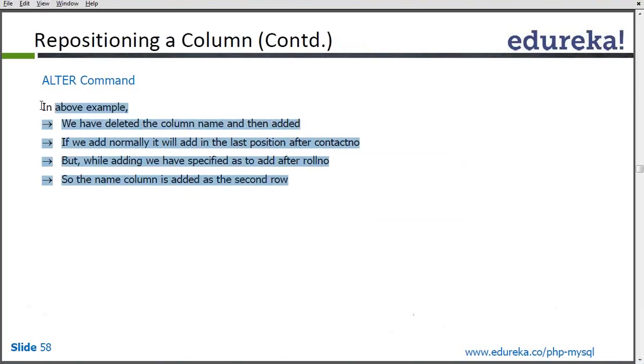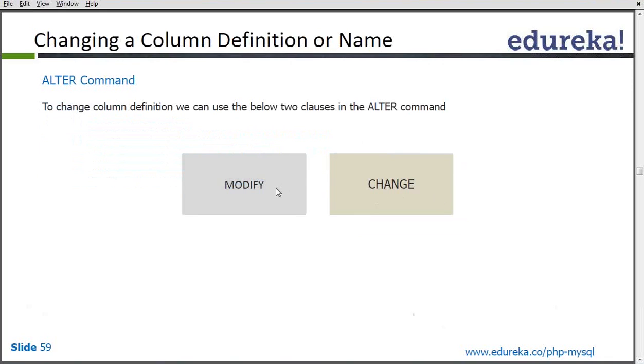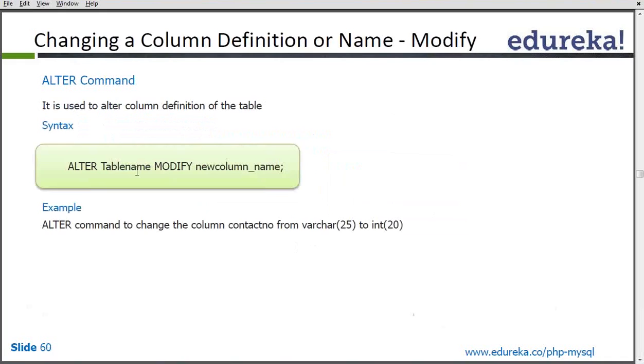Now we can have either modification or change. Modification simply means we can modify the size of a column. Change simply means we can even change the name of the column. So here is an example or syntax of modify. There is another syntax, alter table modify column name.